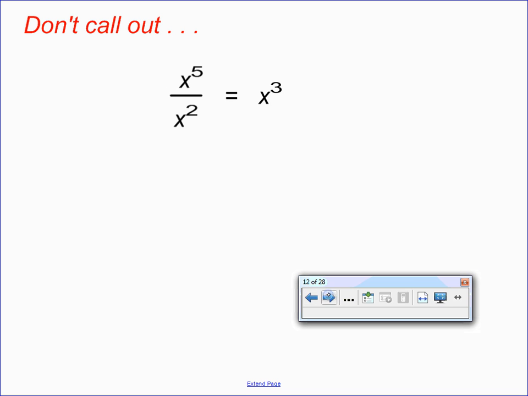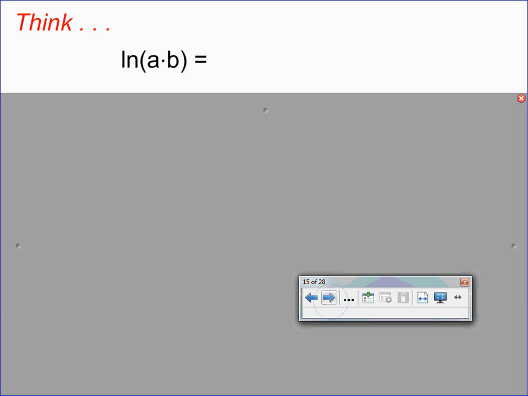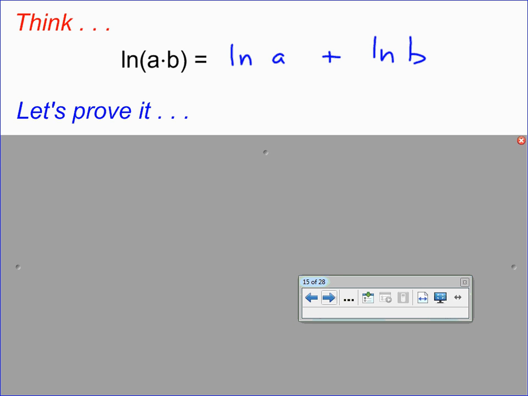Recall that our definition of a logarithm is that a logarithm is an exponent. And so, if we're multiplying our inputs a times b together, then it makes sense that we can rewrite this as the sum of individual logarithms. So natural log of a times b could be rewritten as what? ln of a plus ln of b, right? We can split up that product inside of my input as a sum of individual logs. We are going to prove that.